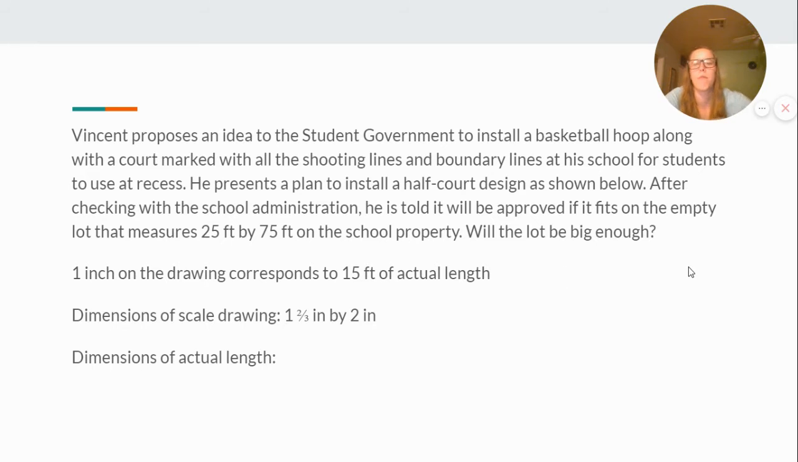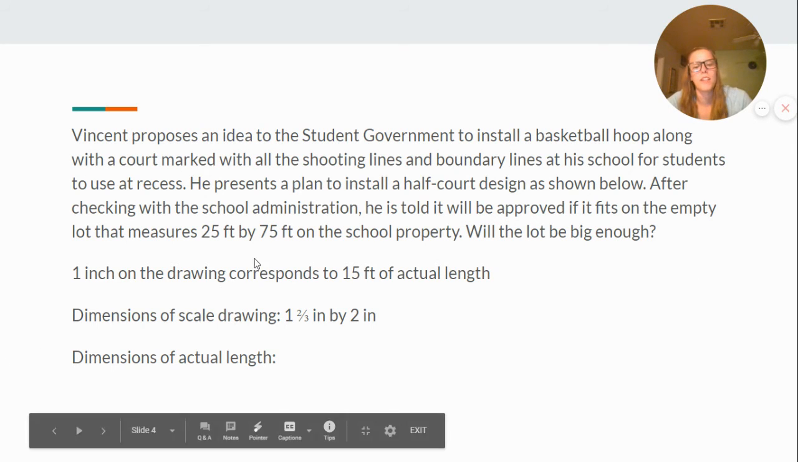So we have Vincent. He proposes an idea to the student government to install a basketball hoop along with a court marked with all the shooting lines and boundary lines at his school for students to use at recess. He presents a plan to install a half-court design as shown below. After checking with the school administration, he is told it will be approved if it fits on the empty lot that measures 25 feet by 75 feet on the school property. So we want to find out if this lot is big enough based on Vincent's idea.